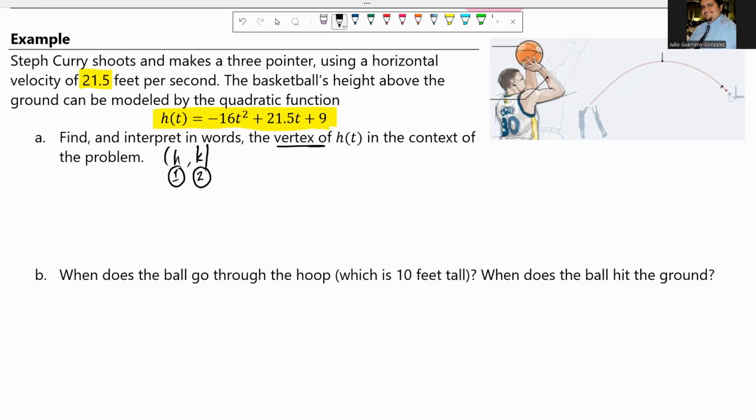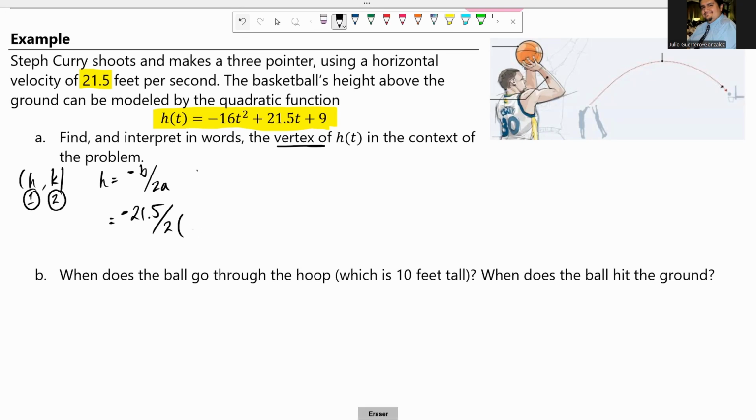I wrote that in sort of a bad spot, so I'm going to pick it up and move it over here. There we go. So first step, find h. We know that that is minus b over 2a. Here's b, here's a, so we get to plug that in flat out. So it is equal to minus 21.5 divided by 2 times my a, which is negative 16. Make sure you carry along that negative that's up front.